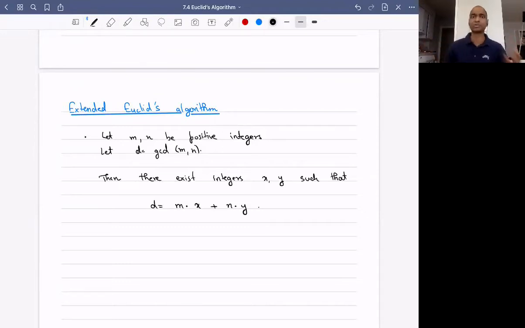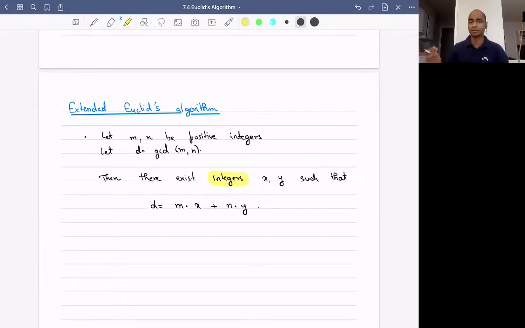And the reason the proof is non-trivial is because we are looking for integer solutions. This is very important, we're looking for integers. If you just said there exist real numbers, then this is trivial, there are infinitely many solutions. In fact, even here, there are infinitely many solutions. But finding real solutions is a trivial problem. Finding integer solutions is highly non-trivial.